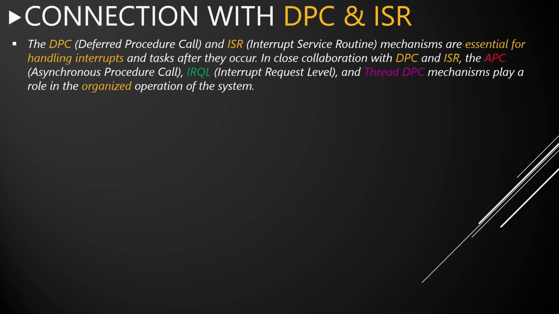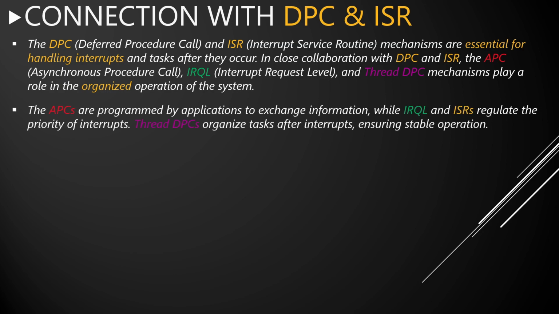Okay. So the DPC and ISR mechanisms are essential for handling interrupts and tasks after they occur. In close collaboration with DPC and ISR, the APC, IRQL, and Thread DPC mechanisms play a role in the organized operation of the system. Okay.